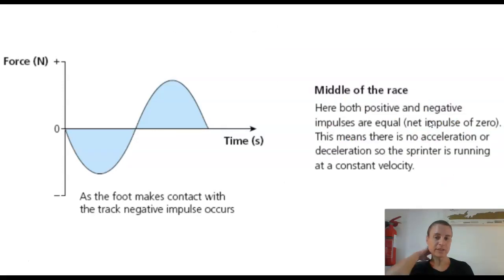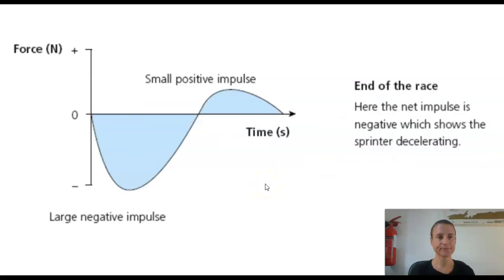When we get to the middle of the race, they're probably going at a kind of steady speed. So the feet are making contact with the track. There's still a negative impulse here, but as they push off the track, there would be an equal positive impulse. So here, both positive and negative impulses are equal, so there is a net impulse of 0. This means that there is no acceleration or deceleration, so the sprinter is running at a constant velocity.